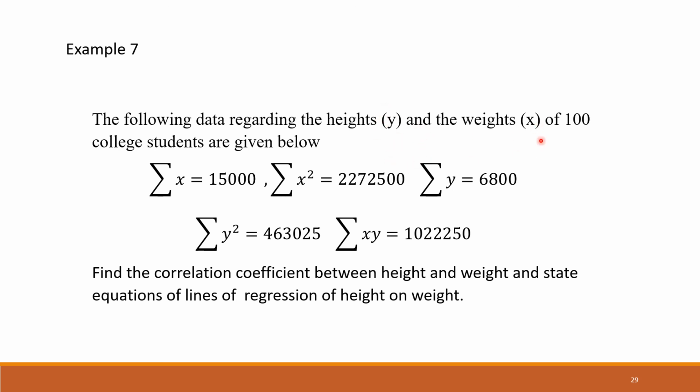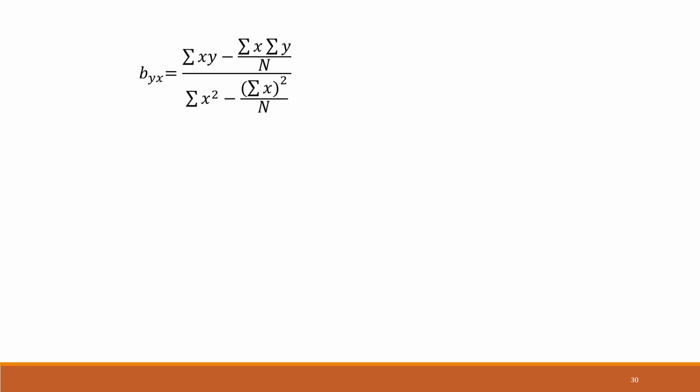Any one method we can apply again. We can use even normal equations. We can use the bxy, byx formula. Any one method can be applied. Instead of giving the data, they have given the summations directly. So we can substitute these summations in the normal equation formula or in the bxy, byx formula and calculate the coefficient of correlation. Here I have solved by the regression coefficients.